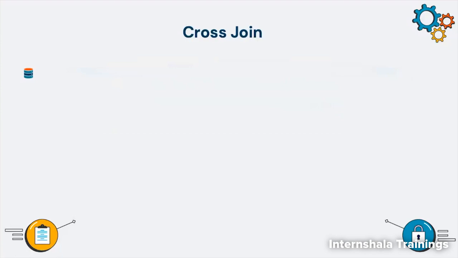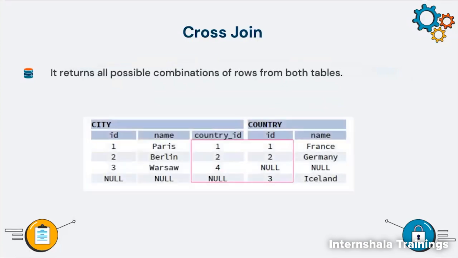Next we have is cross join. It returns all the possible combinations of rows from both the tables. That means Paris, France, Paris, Germany, Paris, Iceland, Berlin, France, Berlin, Germany, Berlin, Iceland, and so on. Let us see this on MySQL Workbench.